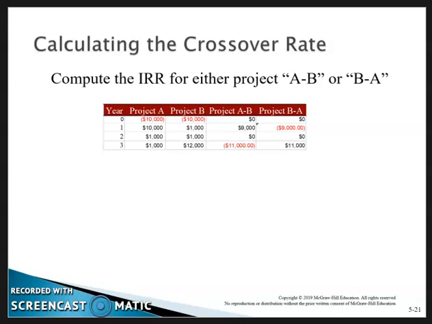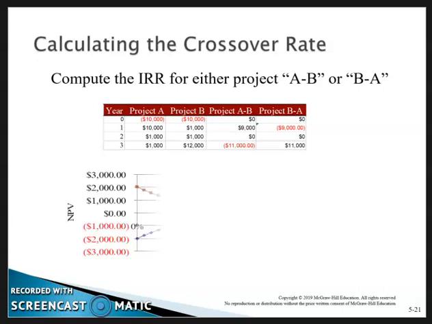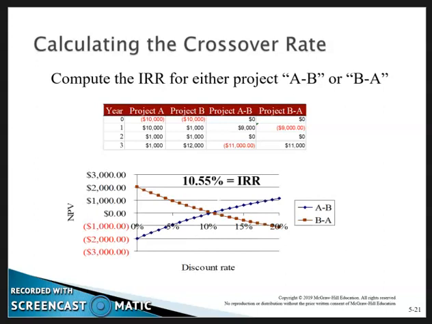And 1,000 minus 12,000 is negative 11,000. And we take the IRR of this project. You could do it the opposite way too. The order doesn't matter. You just have to do the same calculation each time when you're subtracting. That will give us the IRR crossover rate, which is the point where the NPVs of both of these cash flows are equal.